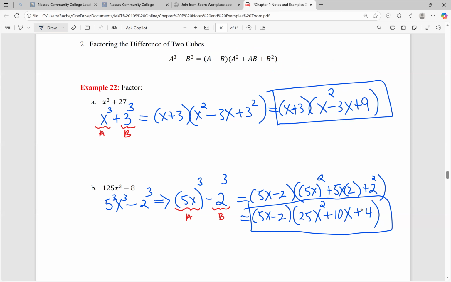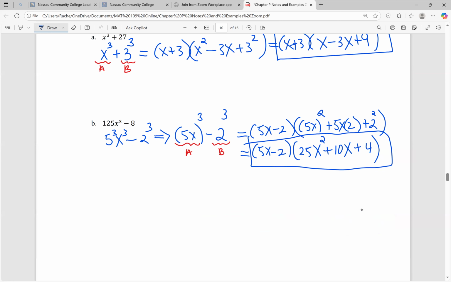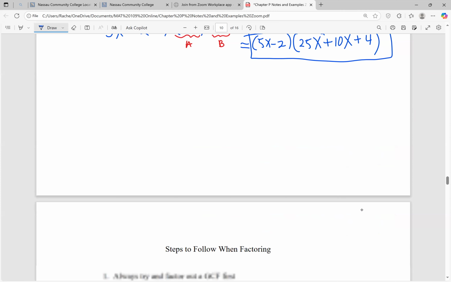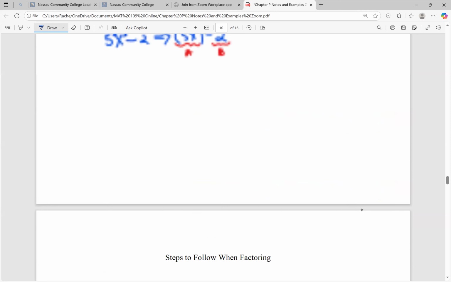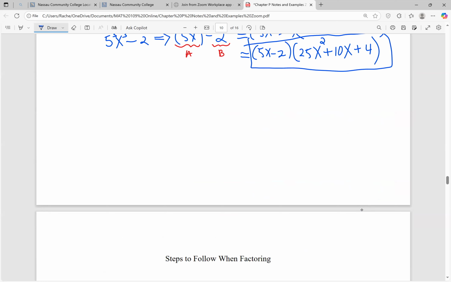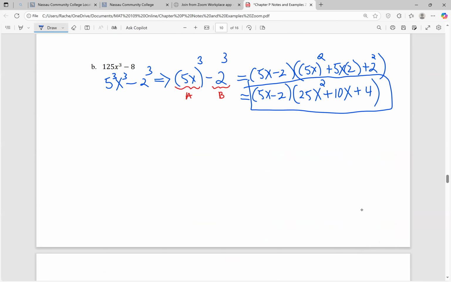So that's how we factor a sum or a difference of cubes. And that's the last factoring method that we're going to go over. So let's just list our factoring methods then at this point.